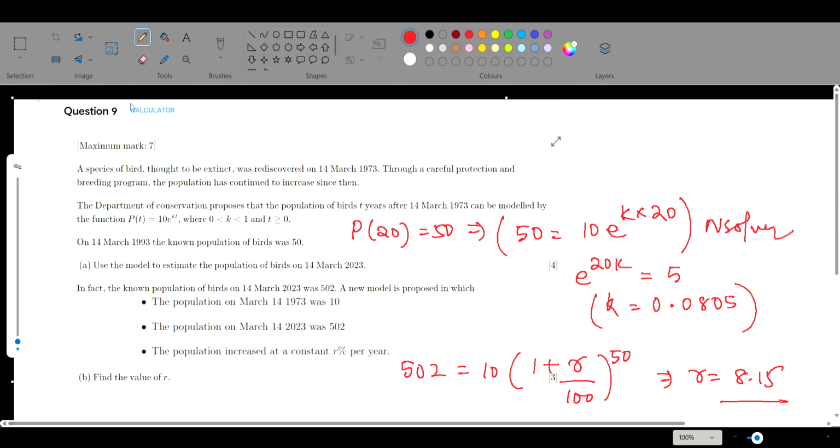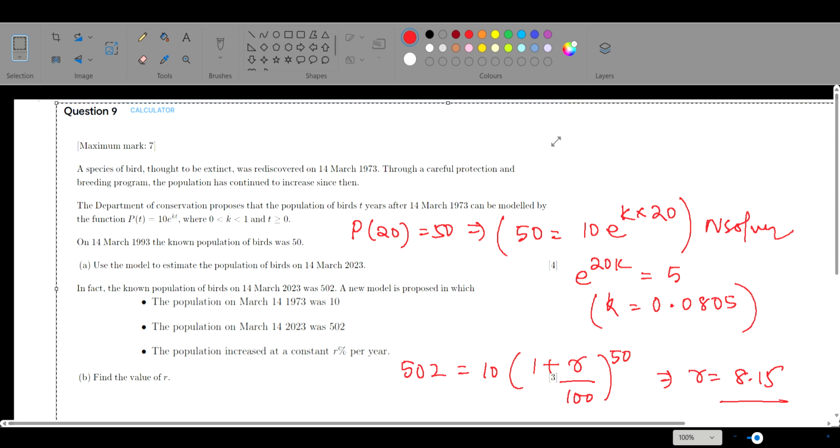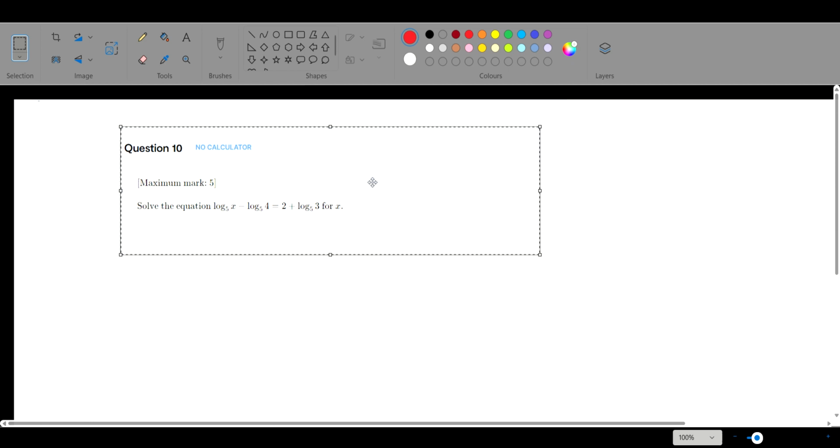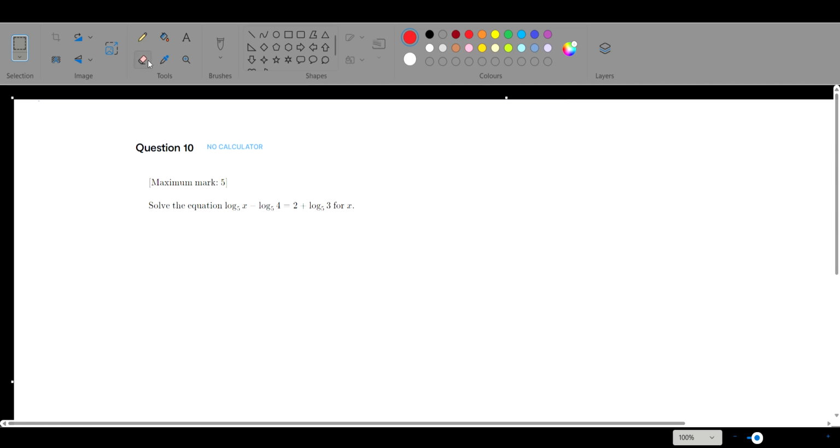Let's take a question from log equations, where you have to deal with log equations and you need to solve it without the help of a calculator. Just use the log properties to crack this.